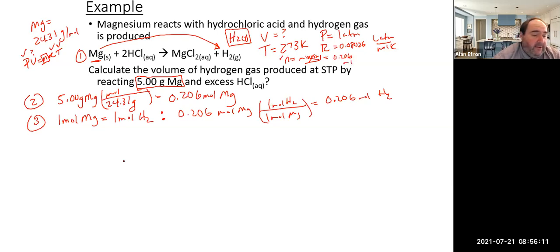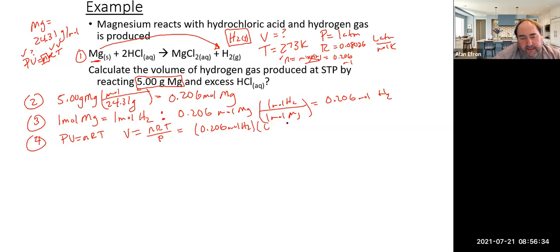And now we can go into the 4th step, which again, instead of using the molar mass to convert to grams, we're going to actually use the ideal gas law here. And we're going to once again solve for V, which would be nRT divided by P. Putting in our numbers, 0.206 moles of H2, 0.08206, our temperature, which is 273 because it's STP, and our pressure, which is obviously 1 because it's STP.